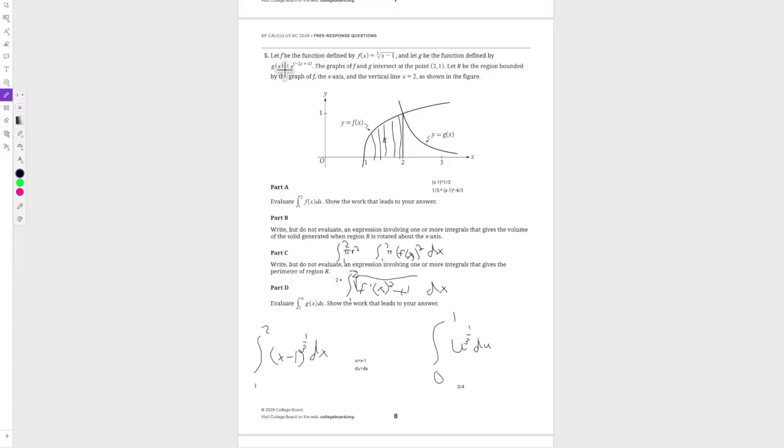Alright, what's g of x? We have e to the negative 2x plus 4. So you can actually simplify this and write e to the negative 2x times e to the 4. And e to the 4 is a constant, so let's just pull that out. e to the 4 times the integral from 2 to infinity dx.